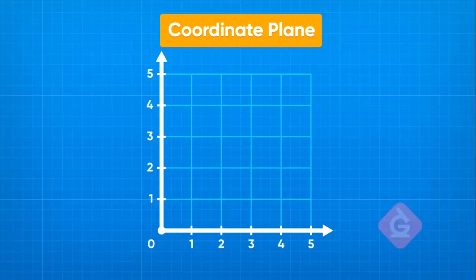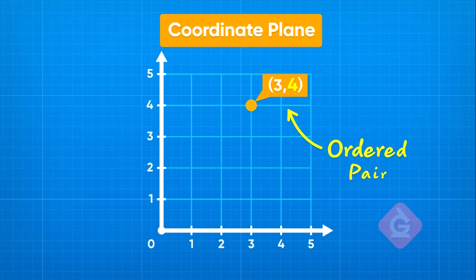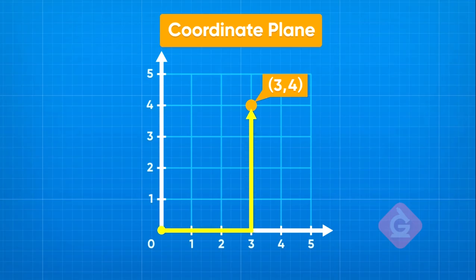I remember that a coordinate plane is made of two number lines. The line that goes side to side is called the x-axis, and the line that goes up and down is called the y-axis. When we describe the location of a point, such as this one, we use two numbers, one from the x-axis and the other from the y-axis. These numbers are called an ordered pair. The first number represents the number from the x-axis, and 4 represents the number from the y-axis.